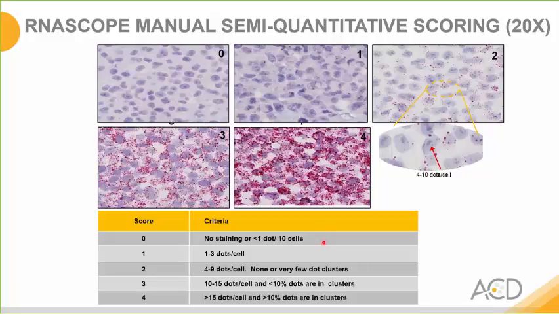Moving down the scale, a score of 1 corresponds to 1 to 3 dots per cell, a score of 2, 4 to 9 dots per cell, and so forth, all the way through a score of 4, representative of more than 15 dots per cell, with more than 10% of those dots arranged in so-called clusters that we defined earlier.